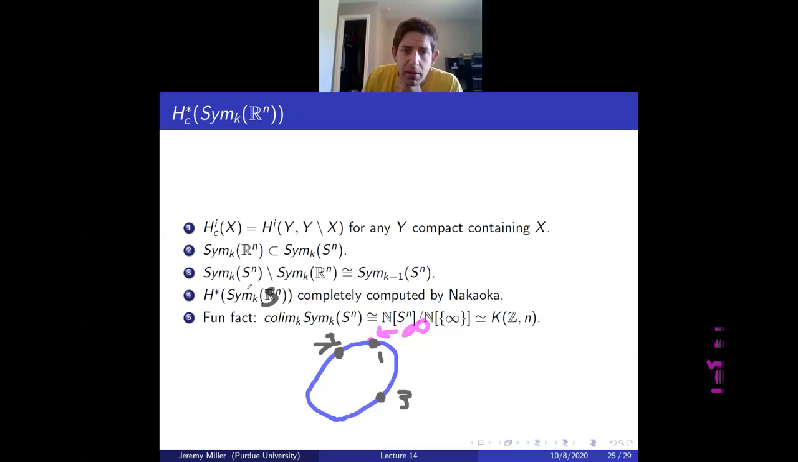And these spaces are interesting because it turns out that the limit as k tends to infinity of these spaces is actually a K(Z,n). So their homology or cohomology is important for cohomology operations.